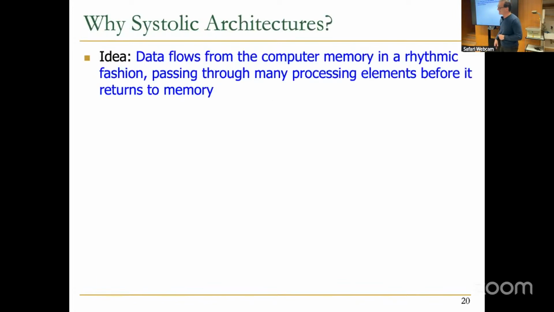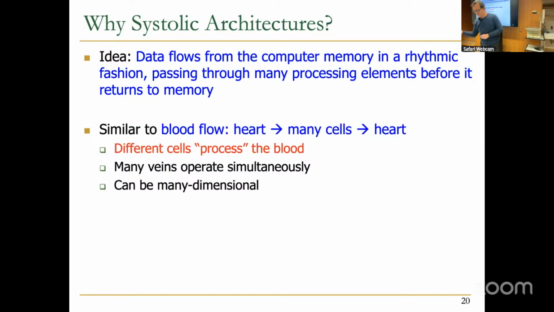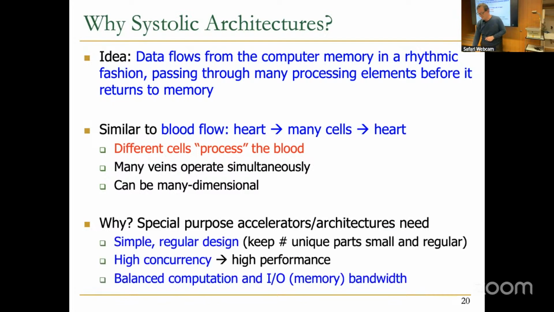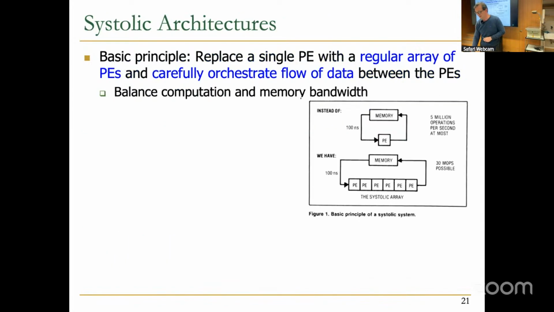Okay, so essentially data flows from the computer memory in a rhythmic fashion, passing through many processing elements before it returns to memory. And I've already said this, right? It's similar to blood flow. Different cells process the blood. And it can be many-dimensional, just like the blood flow. And we will see some many-dimensional examples too. I think this sort of design satisfies those requirements, assuming your computation matches this sort of computation paradigm.